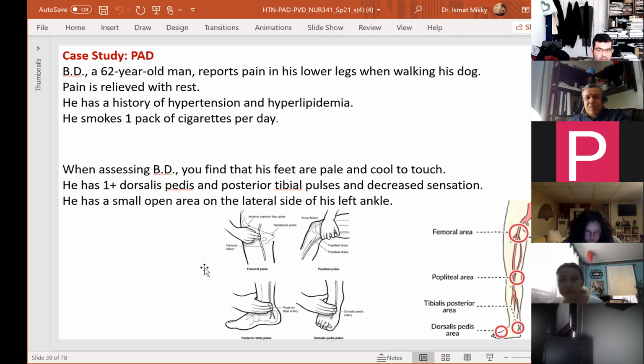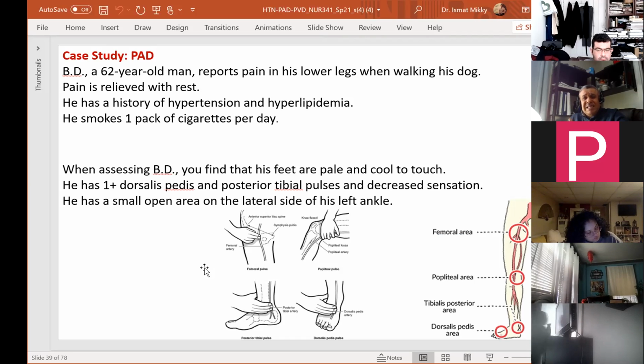Now let's go back to the previous slide. When assessing the patient, you find that his feet are pale and cold to touch, and the dorsalis pedis is 1+. The posterior tibial is also weak, and there is decreased sensation. So there is a pulse, but the peripheral pulses are weak and there is decreased sensation. Remember we said the neurovascular assessment: PP, CMS. PP means peripheral pulses.